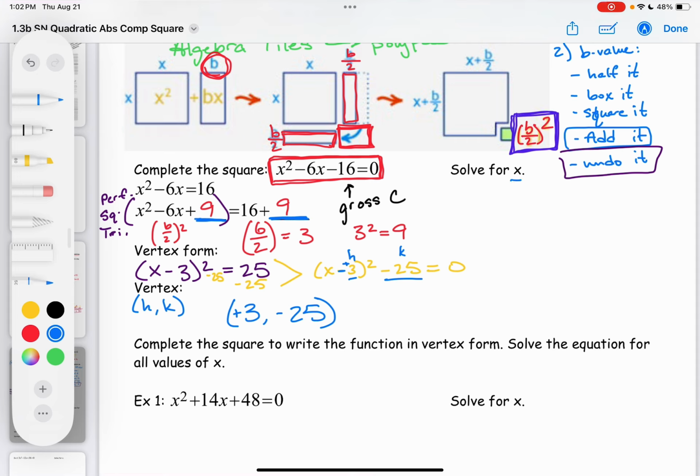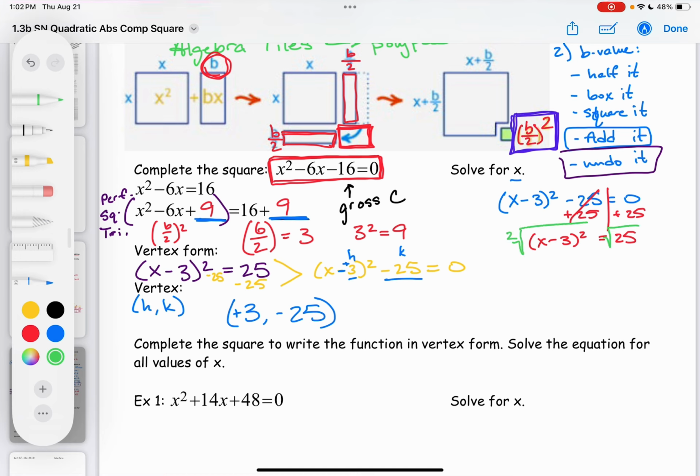Our final step is to solve for x. We want to actually know what x equals. So we're going to start with that vertex form, and we are going to add 25 to both sides. Remember, we're solving for x, so we want to isolate it. That leaves us with x minus 3 squared equals 25. And then it's actually just the square root method that we did in part 1 of the video. We want to find the square root of both sides.